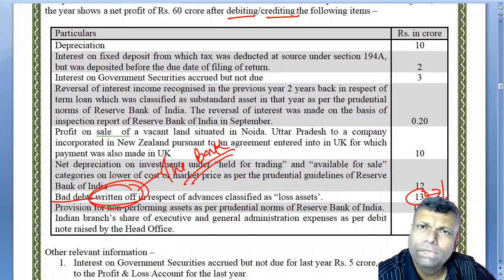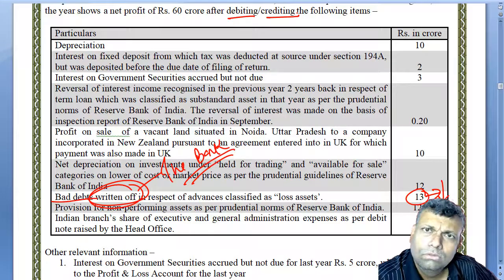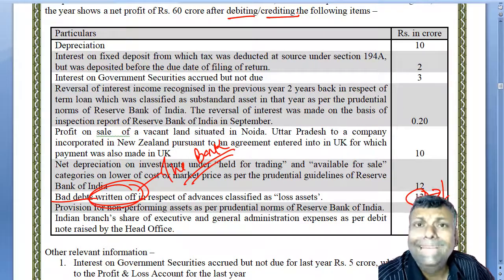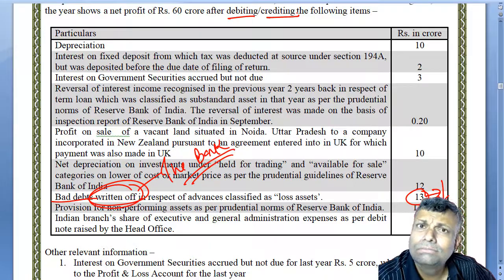So why are you writing off 13? You write off 1,000, no. Only one journal entry you have to pass. See, ultimately, the bad debts, what is bad? It's just a journal entry. You pass a journal entry, that's all.